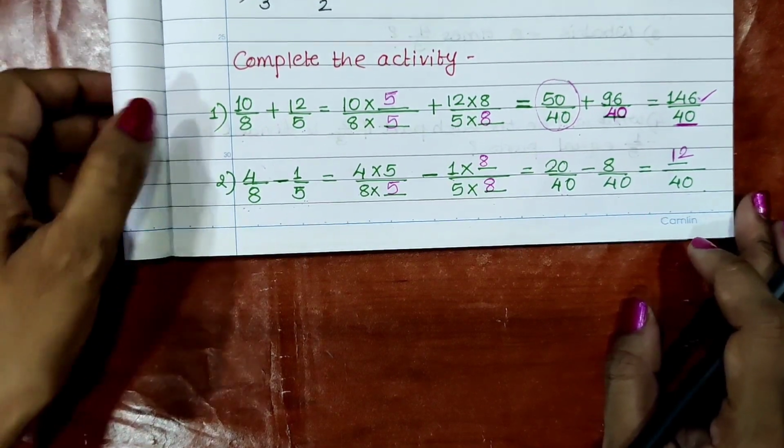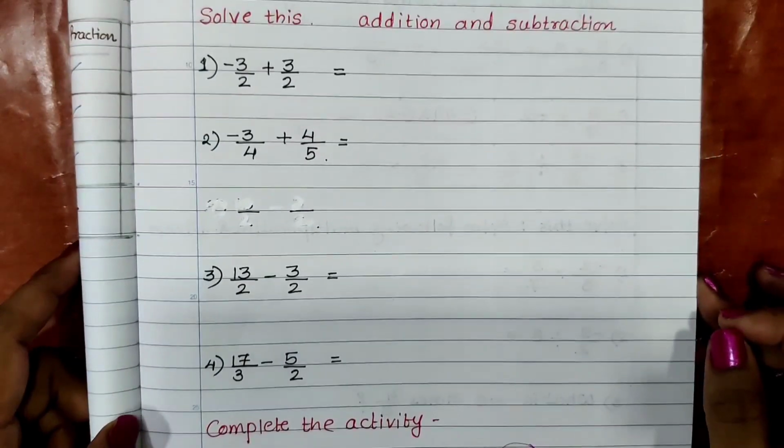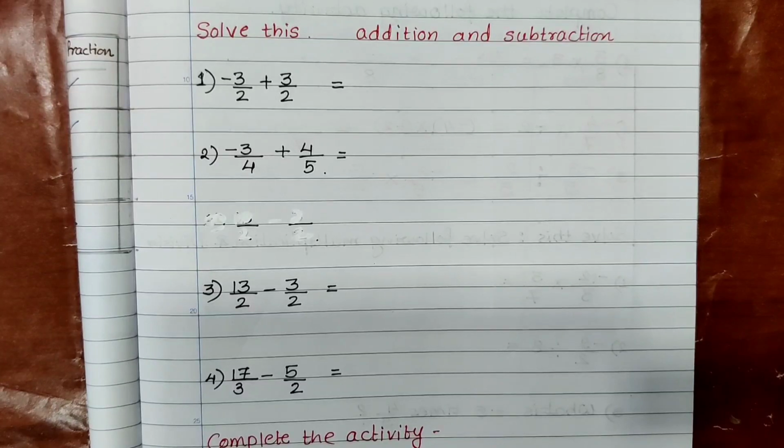Now let us go on to the second activity, which is addition and subtraction of two numbers. So in the first sum there is minus 3 upon 2 plus 3 upon 2.